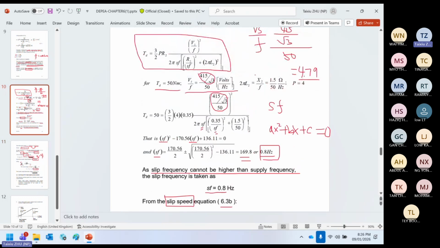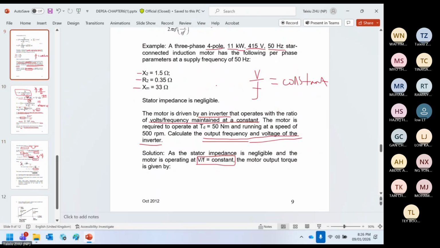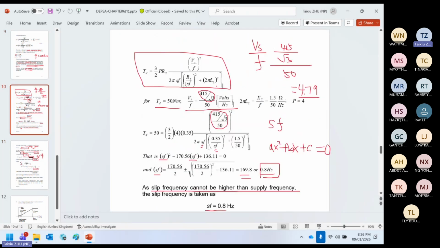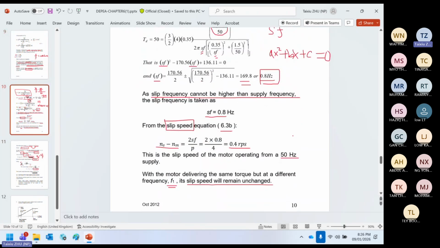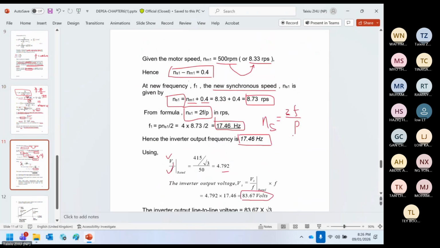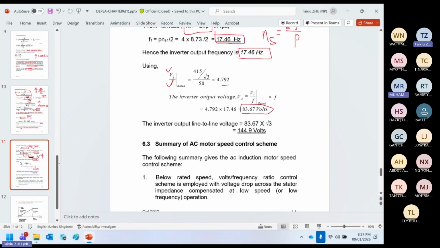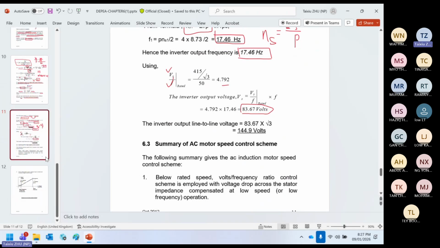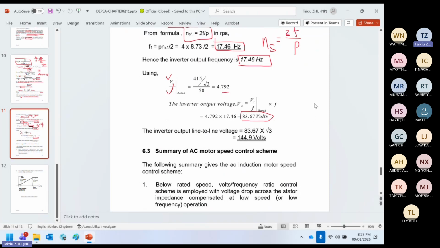What is the requirement again? Let's see here. You see, output frequency and the voltage of the inverter. Okay, class. It's basically quite a long one, isn't it? Do you agree? Crazy, huh? So long. It's very hard, a very long one.